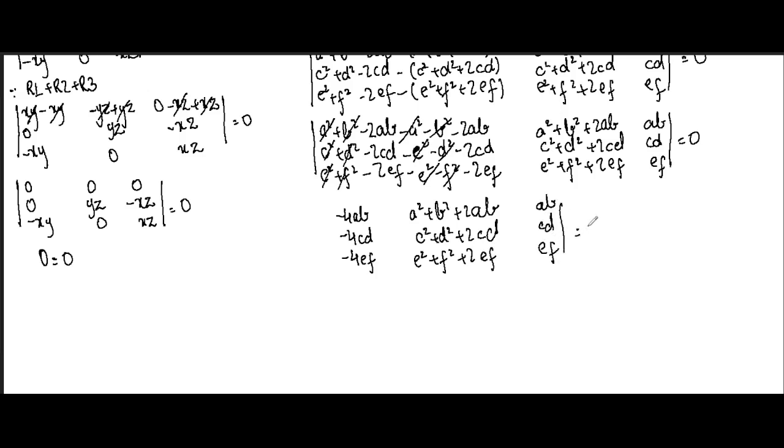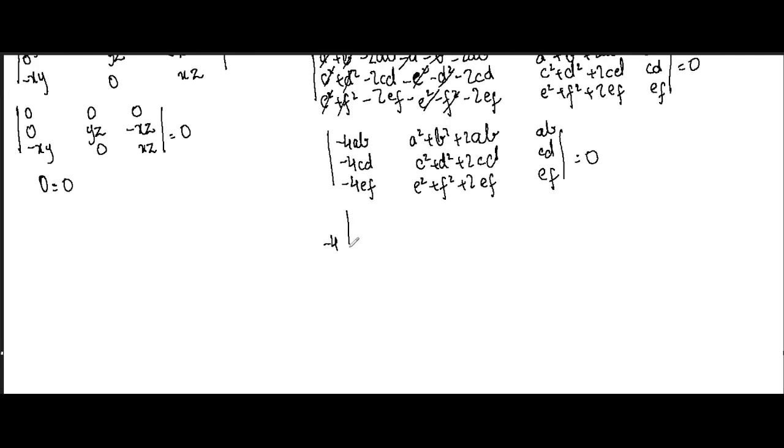Now minus 2ab minus 2ab gives us minus 4ab. Minus 2cd is minus 4cd. Minus 2ef and minus 2ef is minus 4ef. This column will be written as it is: a square plus b square plus 2ab, c square plus d square plus 2cd, and e square plus f square plus 2ef, and then a, b, c, d, and ef, it is equals to 0.